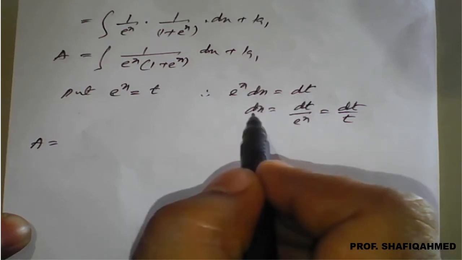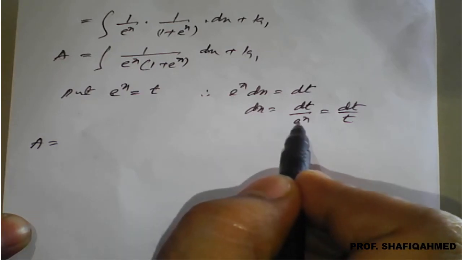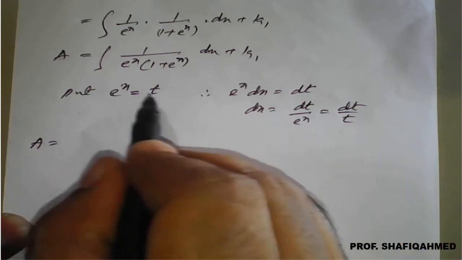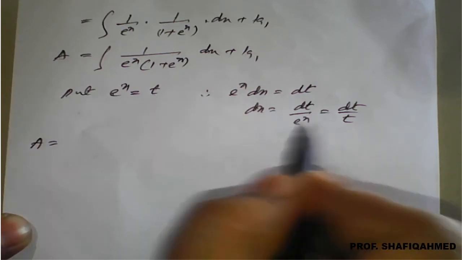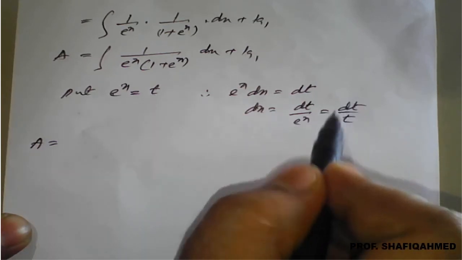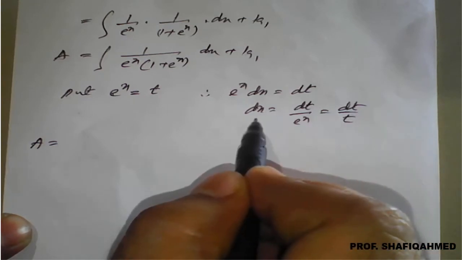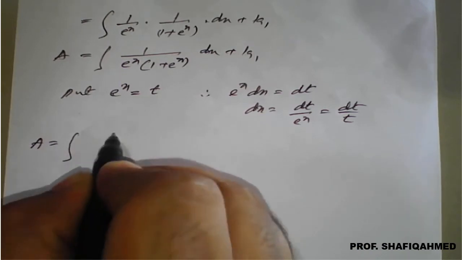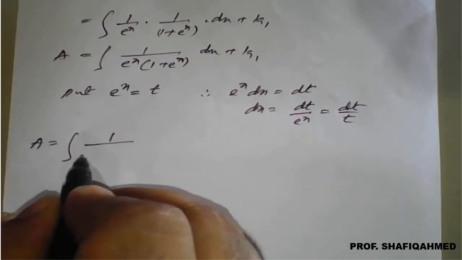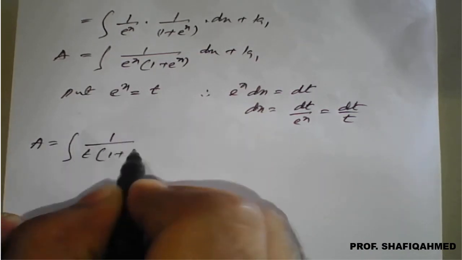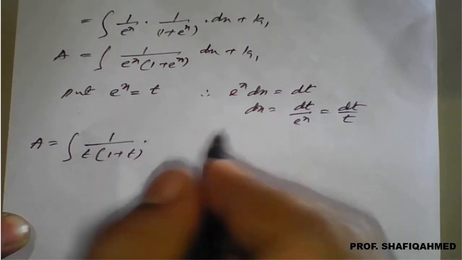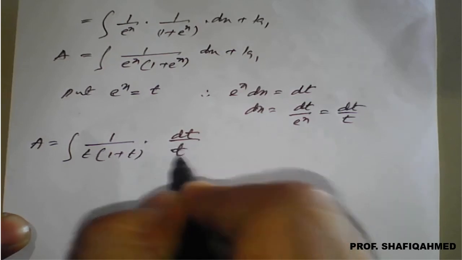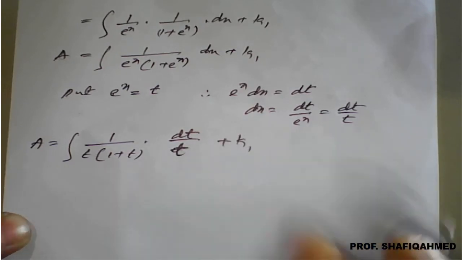So keep dx on the left hand side, e raised to x you push onto the right hand side, it will go in denominator. But we have chosen e raised to x as t, so you replace it, because the right hand side completely should be in terms of t and left hand side will be in terms of x only. So therefore our integral will become integration of 1 upon this e raised to t will become t, 1 plus t, and this dx will become dt upon t plus k1.